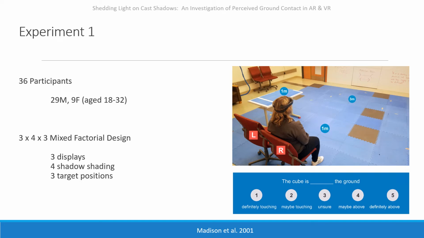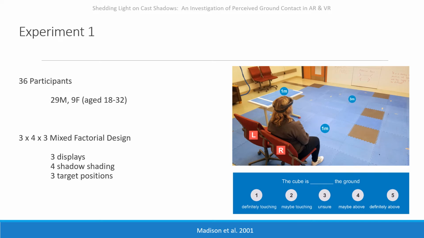To understand the influence of these different shadow shading approaches on people's surface contact perception, we showed people virtual objects that were presented either on the ground or just slightly above it. We then asked them to rate their certainty in perceived ground contact for each stimulus using a 5-point response format, with verbal anchors where values map from 1, definitely touching, to 5, definitely above.